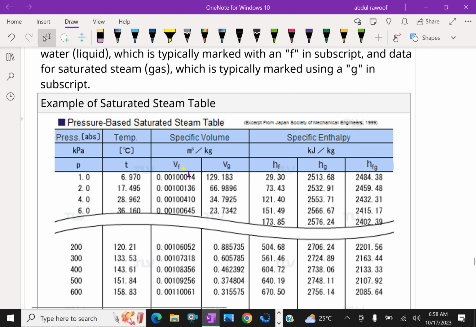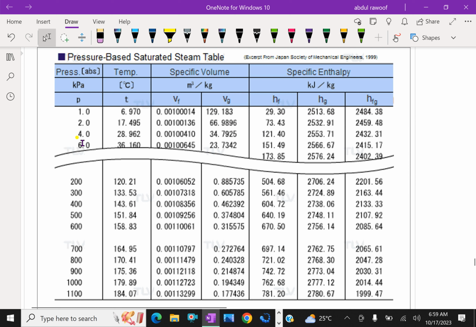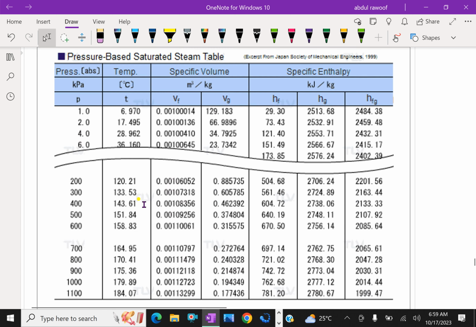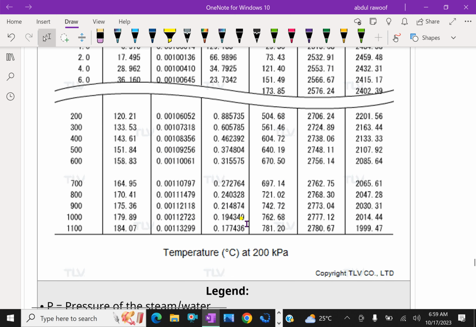Vf is for water, specific volume of water, and Vg is for steam. Vg and Vf we can find by using this table, as well as specific enthalpy also we can find, Hf, Hg and Hfg, all together we can find. This is very useful and quick. Here there is continuous pressure given, but here some stoppage is there for precision. From pressure we can find this.